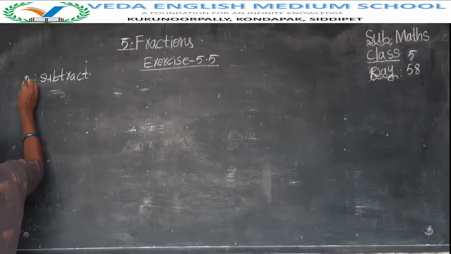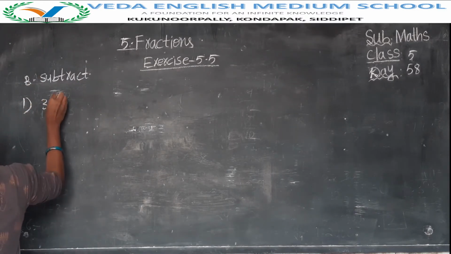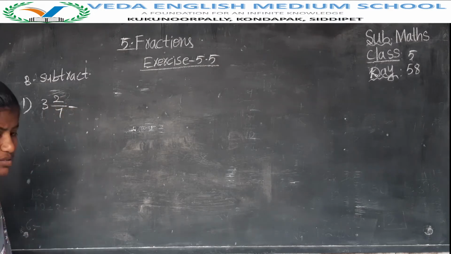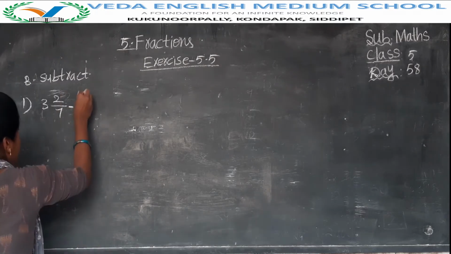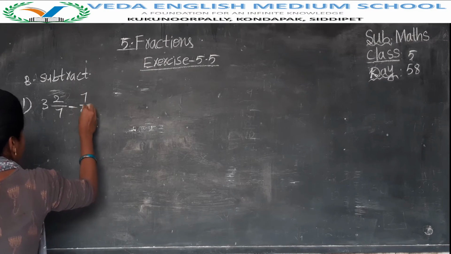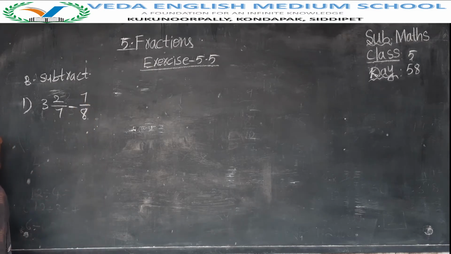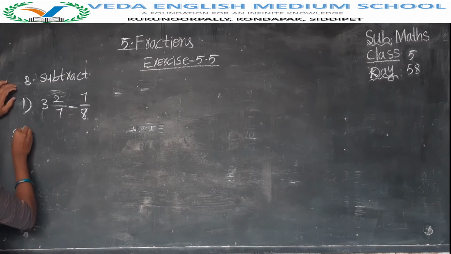First question, 3 into 2 by 7 minus 7 by 8. Now if you get a question like this, what will you do?